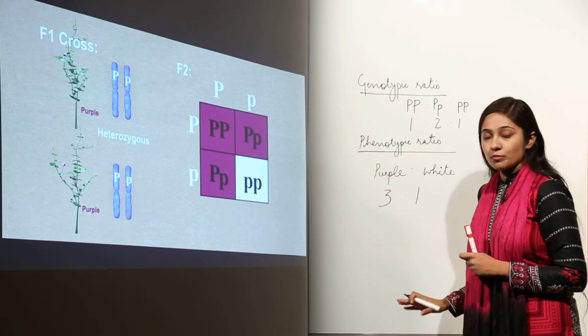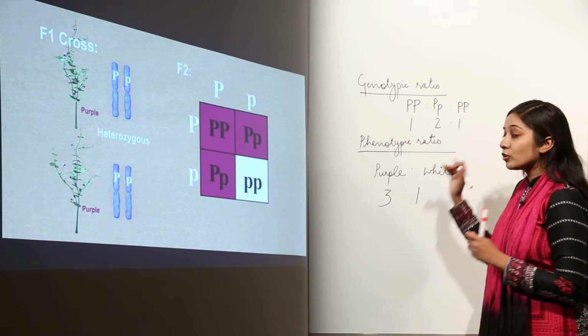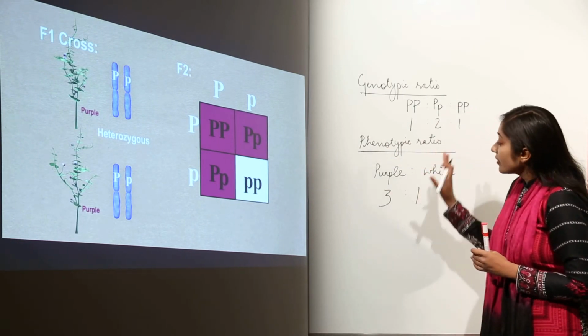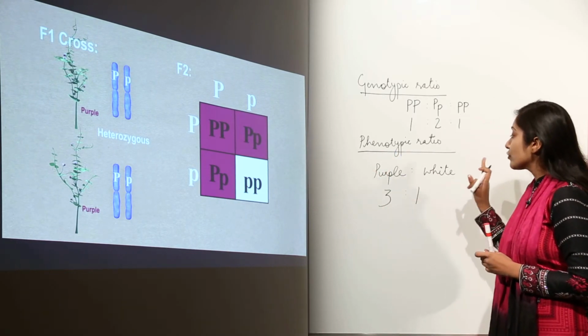And for the phenotypic ratio, from outer appearance you will not be able to judge the genes, but you will be able to judge the colors. So there will be three plants which will have purple flowers and one plant which will have white flowers.